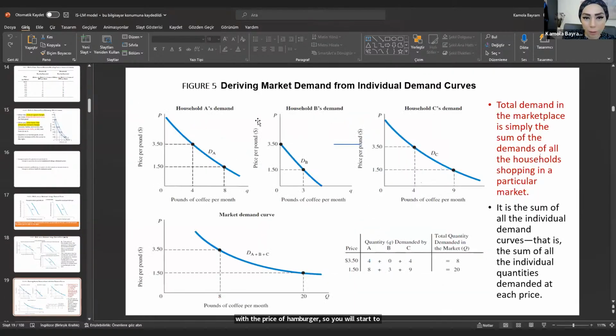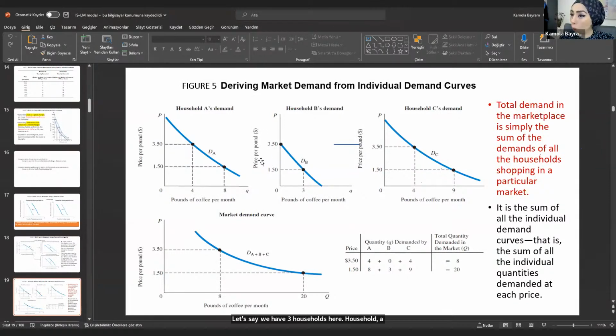Now, deriving market demand from the individual demand curve. Now we are moving slowly to aggregate demand, to the beginning of aggregate demand, which is coming to the market demand. So how are we going to calculate the market demand? We simply will sum up different demand curves. Let's say we have 3 households here: household A, household B, household C.